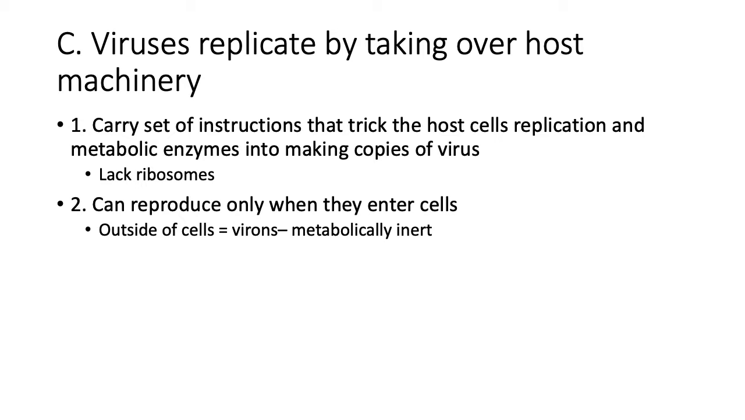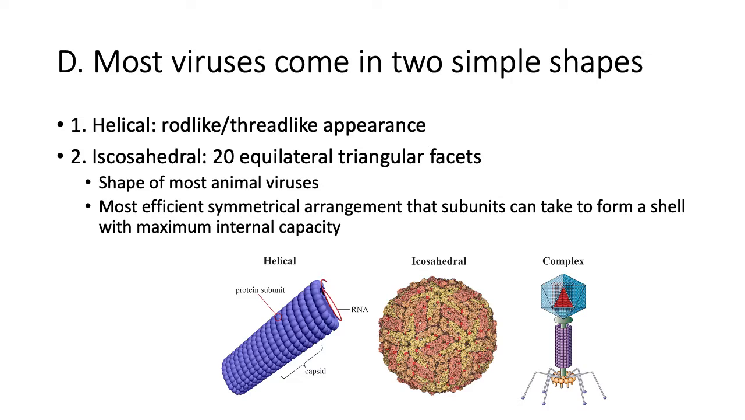But there are two simple shapes that you should know, helical and icosahedral. I think I said that right. Helical is this rod-shaped, thread-like appearance. Icosahedral is kind of this. I know that this doesn't look like equilateral triangles, but yeah. Most animal viruses are icosahedral. The reason they have the icosahedral shape is that when you arrange those triangles in a certain way, you can maximize the capacity inside of it. So it's the most efficient shape to hold everything inside of it.